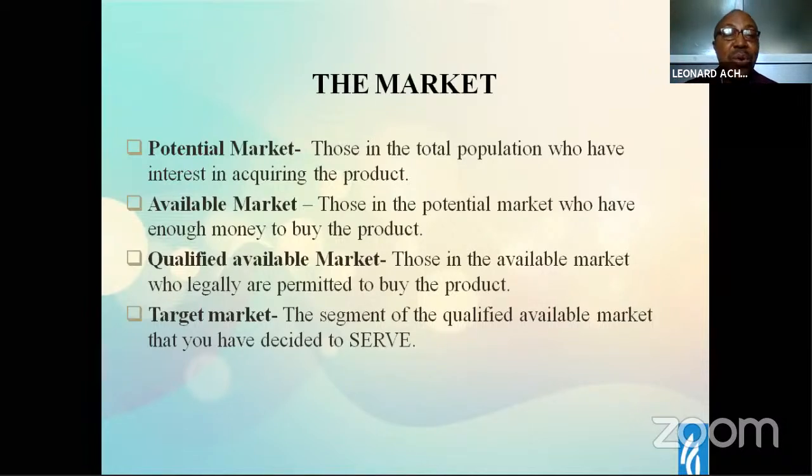Then we have what we call the qualified available market. These are those in the available market who legally are permitted to buy the product. There are so many products in the market that not everyone is qualified to buy. For instance, if you want to buy arms and ammunition in Nigeria today, you must obtain the permit of the law enforcement agencies.